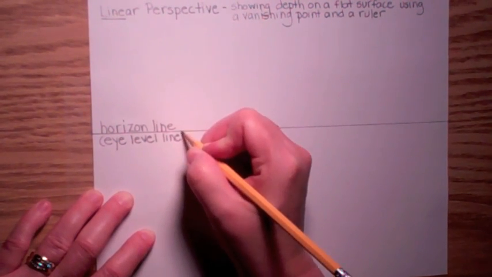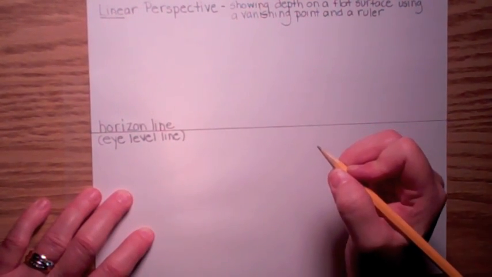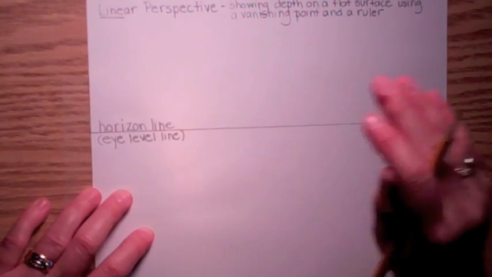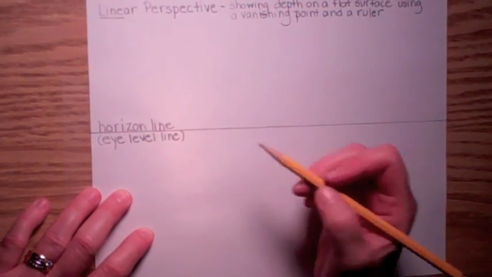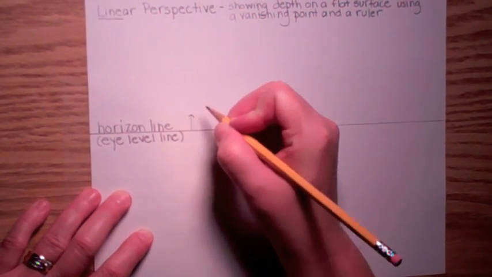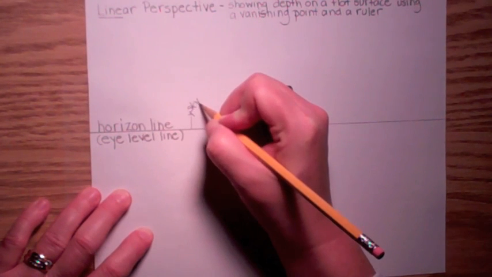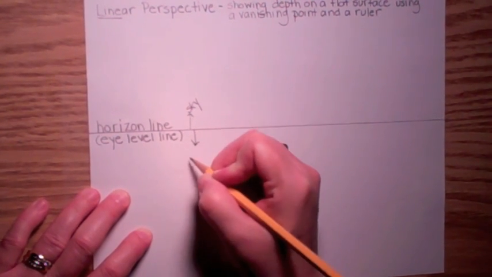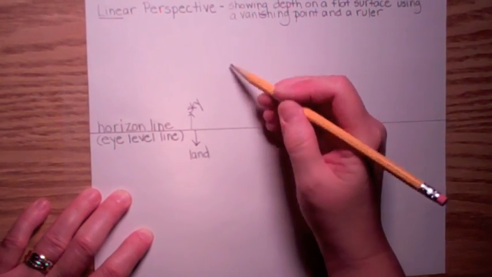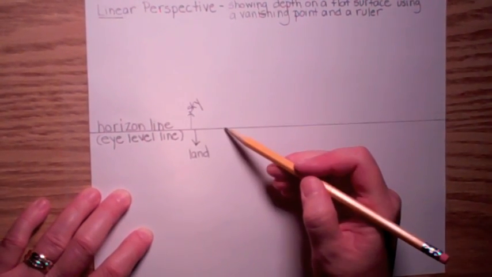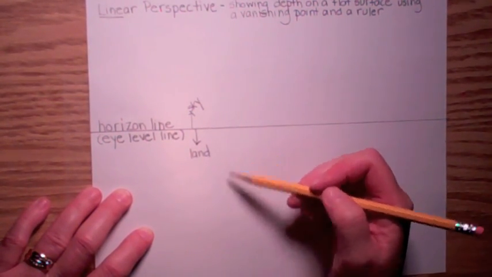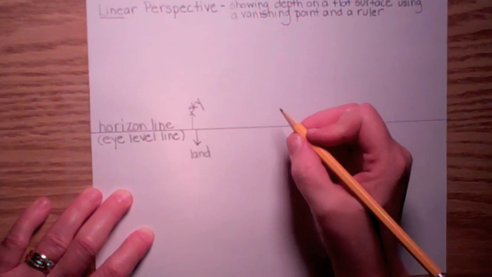If you ever look out at the ocean when you're on vacation and you see where the sky comes down and the water meets the sky, it makes a line. That's your eye level line or your horizon line. A horizon line separates the sky from the land. So everything above this line is in the air, and everything below this line is on the land, or in some cases, water, like the ocean that I just mentioned.